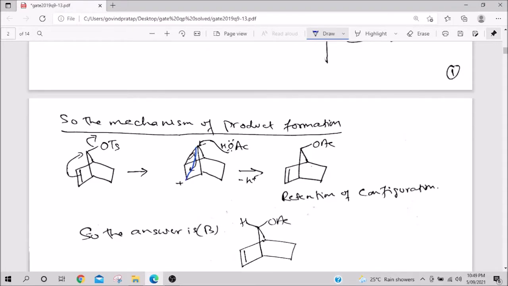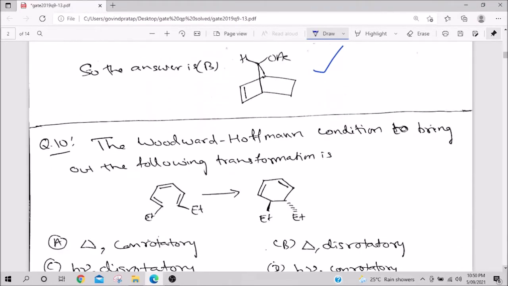So all these are bound. Acetic acid cannot attack from this side, please remember this, because the pi orbital is actively taking part in the neighboring group participation, and therefore acetic acid has no other option but to attack from the other side of the NGP, and thus you get retention of configuration. So the answer is B, right. Let us move to the next one.